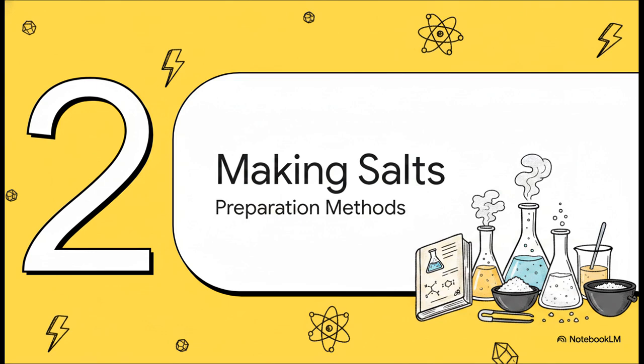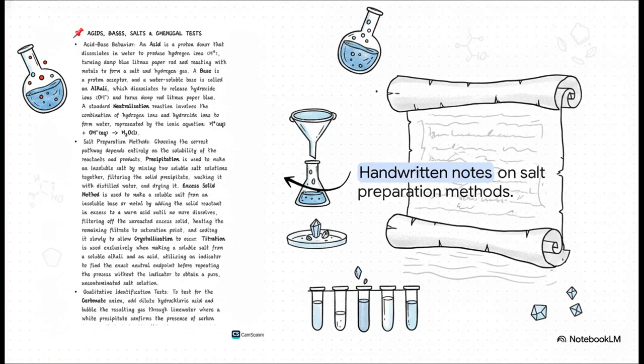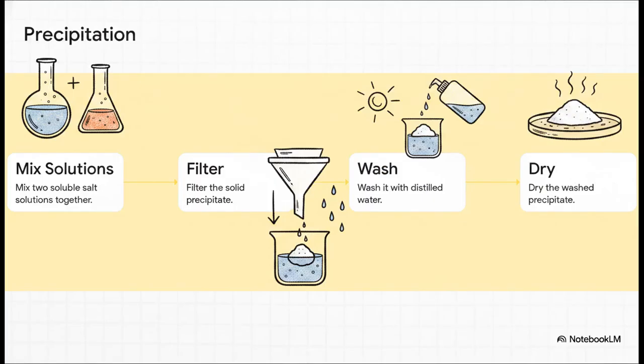Moving to Section 2, Making salts and their preparation methods. Now that we know our basic ingredients, let's literally open up the cookbook. Looking directly at these original handwritten notes, the big takeaway here is that you can't just mix things randomly. Choosing your recipe depends entirely on one main factor, and that's the solubility of your reactants and your final products. So let's say your goal is to make an insoluble salt, one that is absolutely not going to dissolve. For that, you'll use the precipitation method.